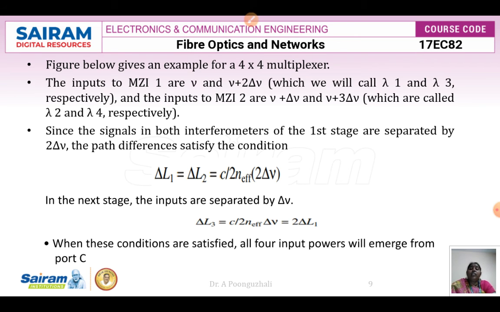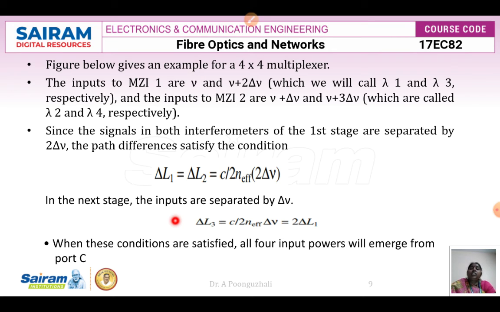Next, we are going to see the 4x4 multiplexer. So 4x4 multiplexer means 4 inputs, 4 outputs there. So in this case, the inputs to Mach-Zehnder interferometer 1 or MZI1 are going to be V and V plus 2 del V, which in terms of lambda are lambda 1 and lambda 3. And the inputs to MZI2 are going to be V plus del V and V plus 3 del V, which in terms of wavelength are lambda 2 and lambda 4.